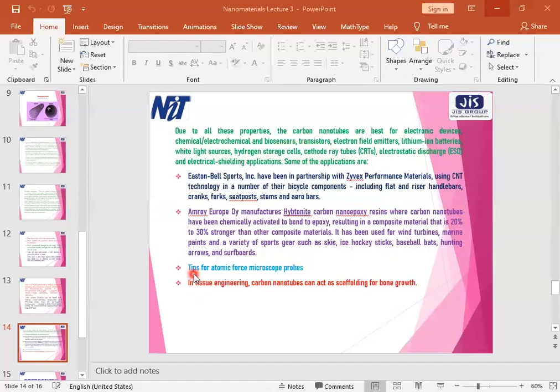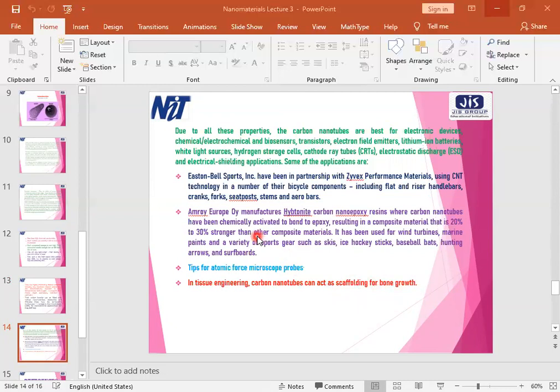Carbon nanomaterials are also used for atomic force microscope probes. And in tissue engineering, carbon nanotubes can act as scaffolding for bone growth. This is a very important thing. So these are used.